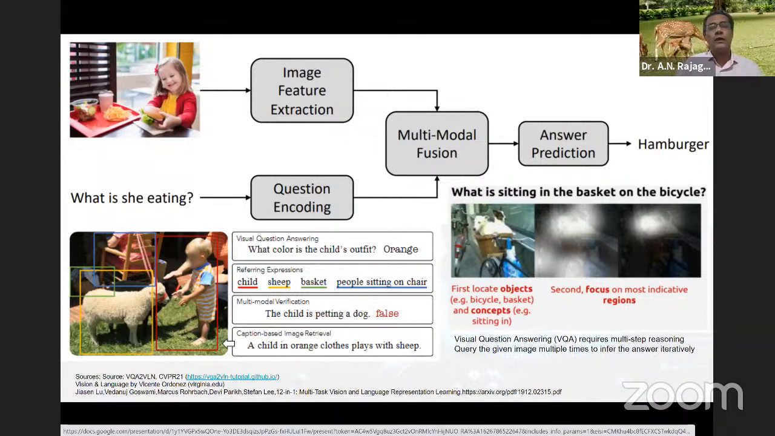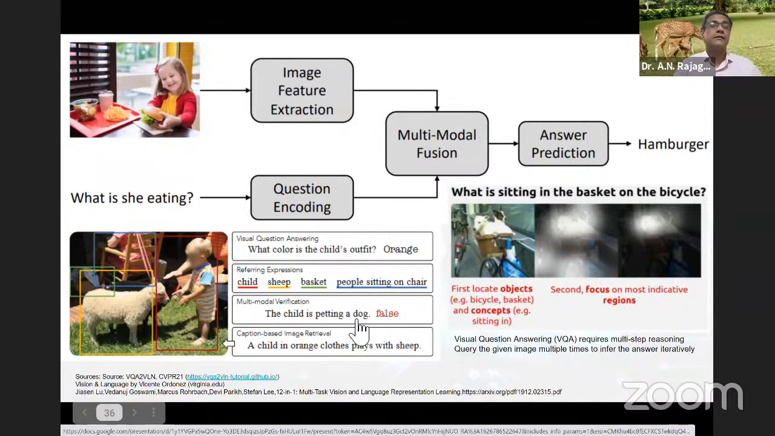You could also go one step further, and then you could also talk about a multimodal verification problem, as this says. For example, in this left picture that you see here, you see a kid next to a dog, and apparently you can ask the sentence: is this child actually petting a dog? And then you can answer with a false or true. And in this case, of course, it's false.